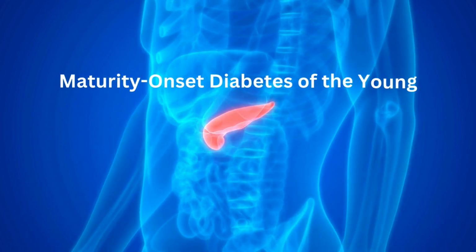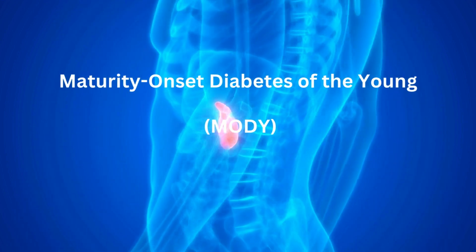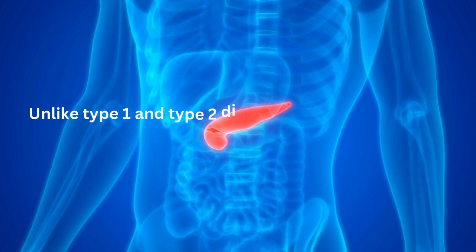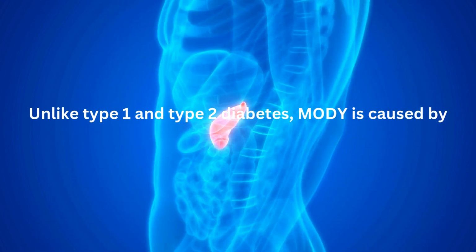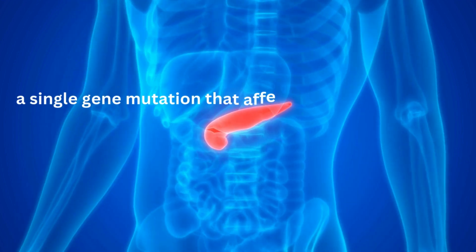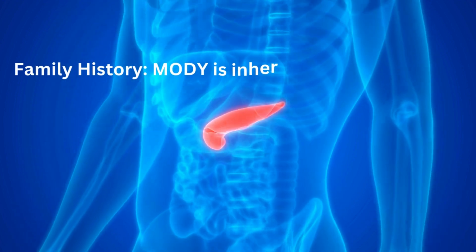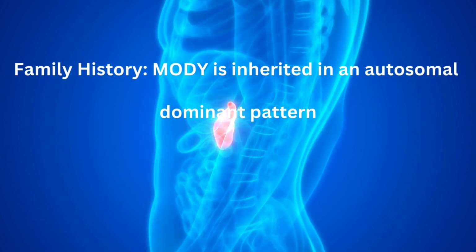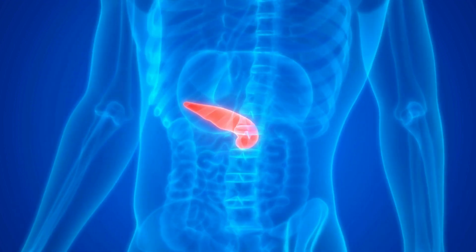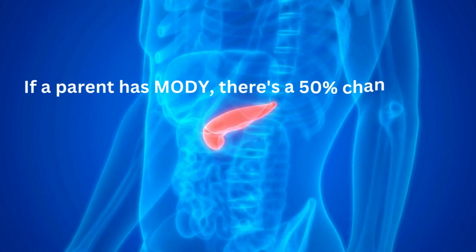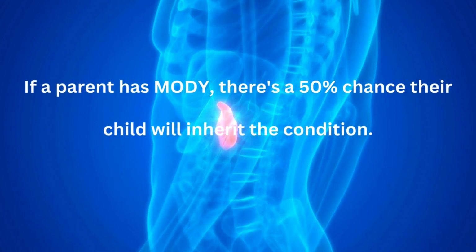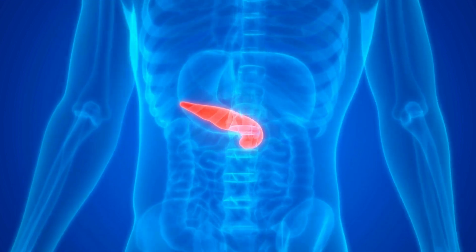Maturity onset diabetes of the young, MODY. Unlike type 1 and type 2 diabetes, MODY is caused by a single gene mutation that affects insulin production. Family history. MODY is inherited in an autosomal dominant pattern, meaning if a parent has MODY, there's a 50% chance their child will inherit the condition.